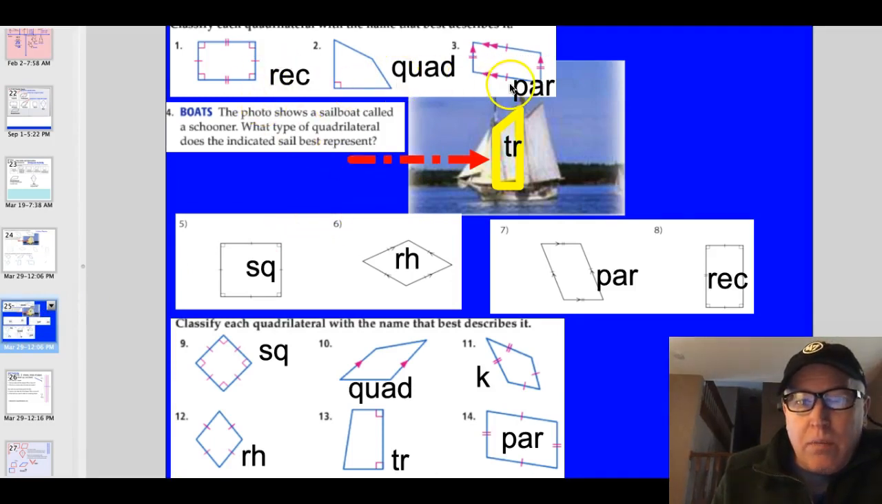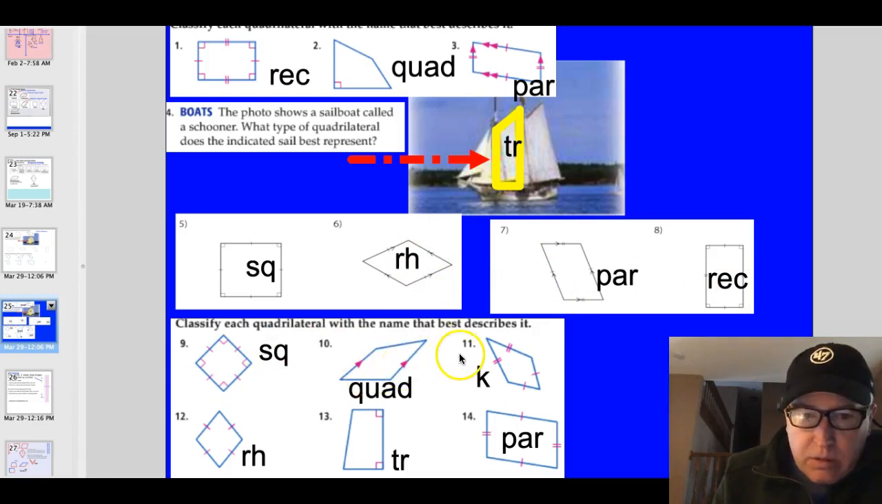Rectangle, quad, parallelogram. This here is a trapezoid. This one here looks like it might be stretched out a little bit, but it has 4 tick marks, so that's a square. This is a rhombus. You can see that 1 little tick mark shows that these are all the same. Parallelogram, rectangle, square. This is just a quadrilateral.